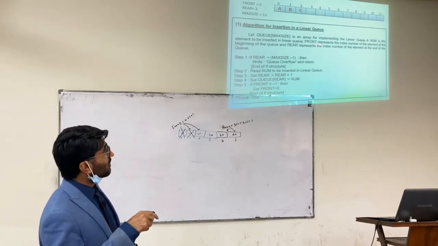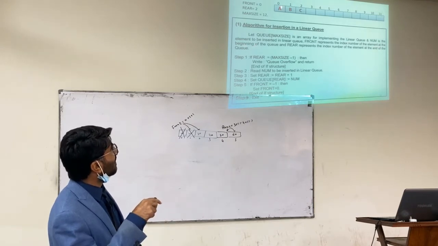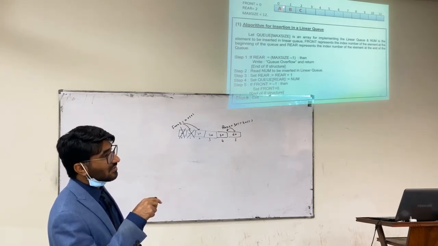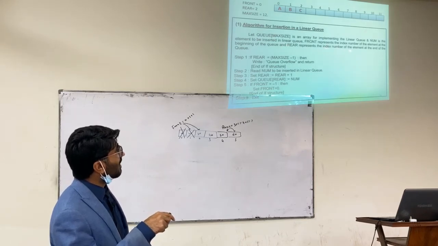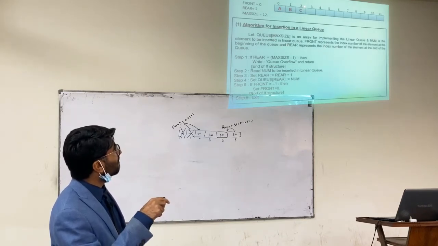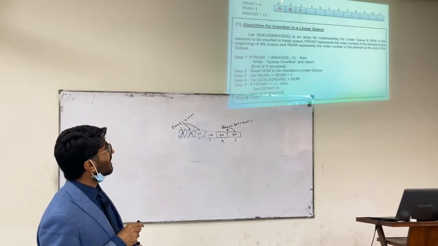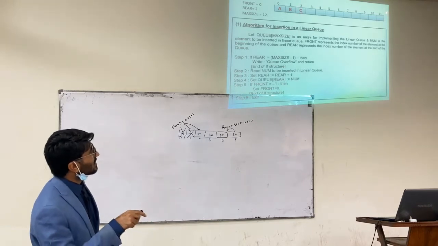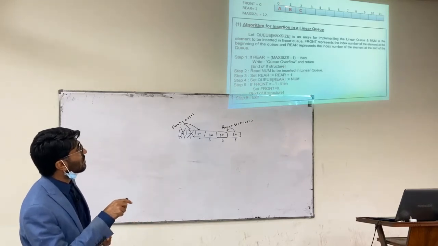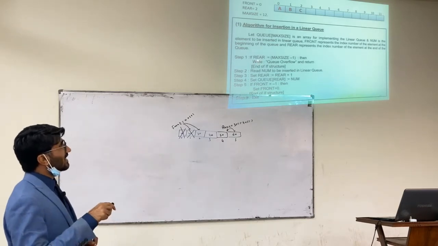So front represents the index number of the element at the beginning of the queue, and rear represents the index number of the element at the end. So here front represents the beginning, that is 0, and rear the last element. So the maximum size is 0 to 12, meaning 12, right? So this is how we can insert.